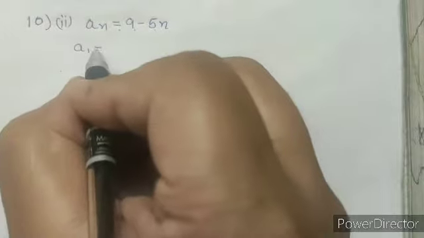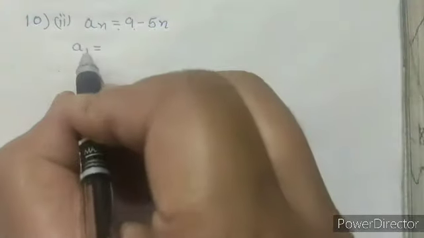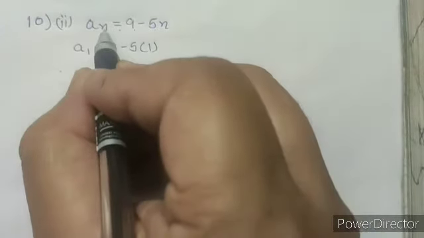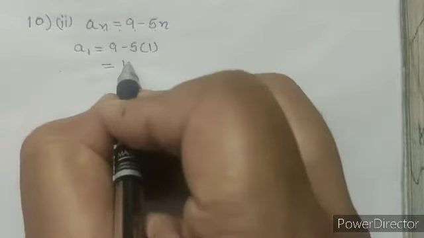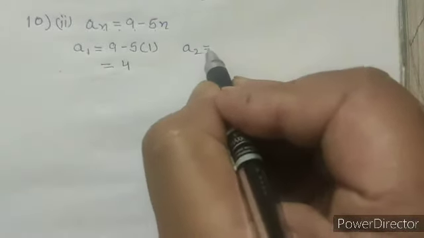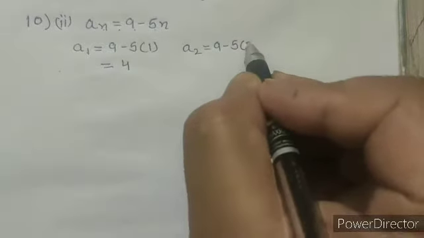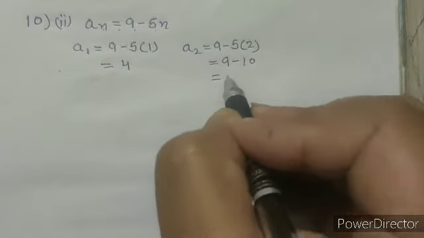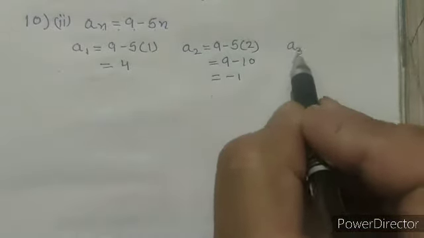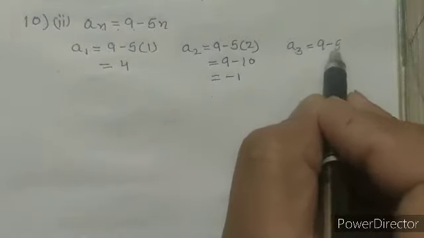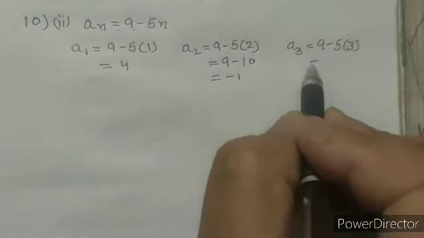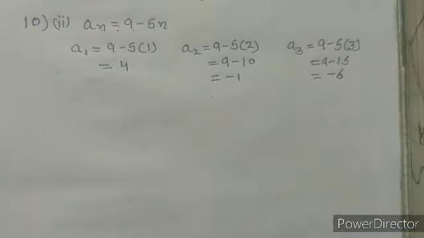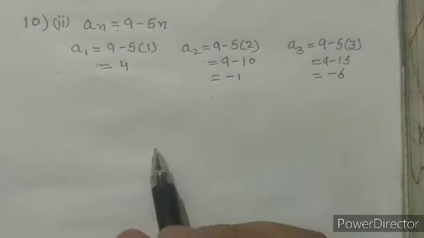From this we can find out the terms of the AP. a1 will be equal to 9 minus 5 into 1. Now in place of n we will take 1 and that is 4. Now similarly a2 will be 9 minus 5 into 2 and this will be 9 minus 10, that is equal to minus 1. a3 will be equal to 9 minus 5 into 3 and that will be 9 minus 15, equal to minus 6.